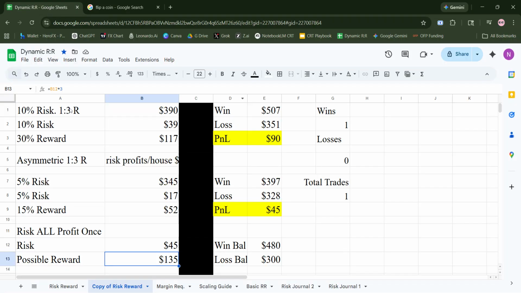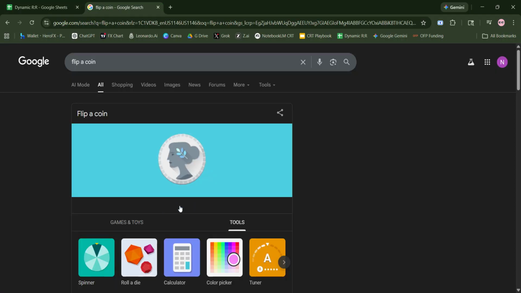Okay, so that is a winner. Let's take a look and see how we shake out now. Up here, our new balance is 507, and down here, our balance is 480. But here's one thing I want you to keep in mind. If we had lost this trade, we would be back down to our original $300. Because we're only risking house money, it's a risk-free trade at that point. Okay, let's flip again and see what happens.